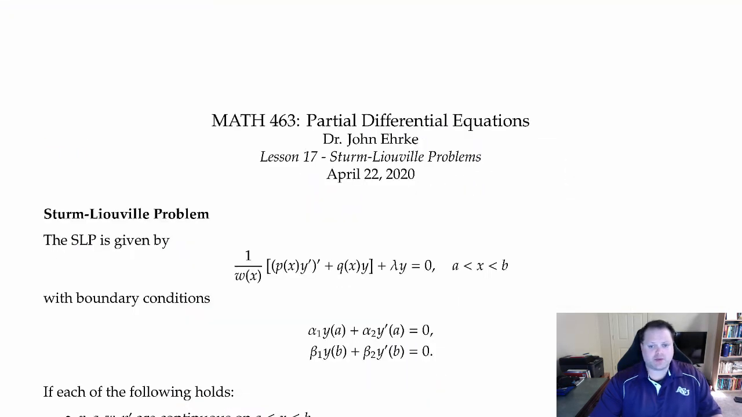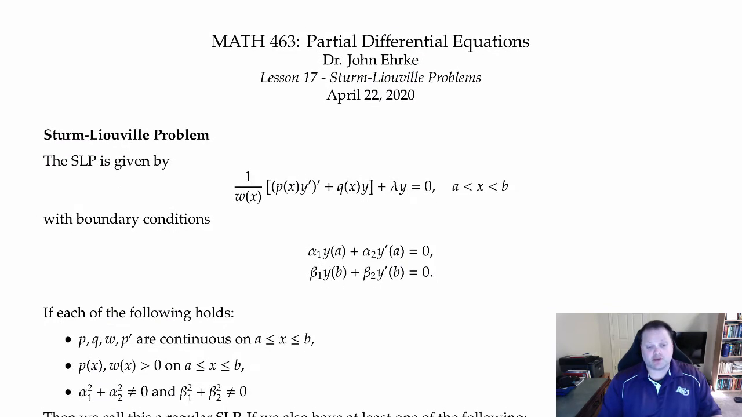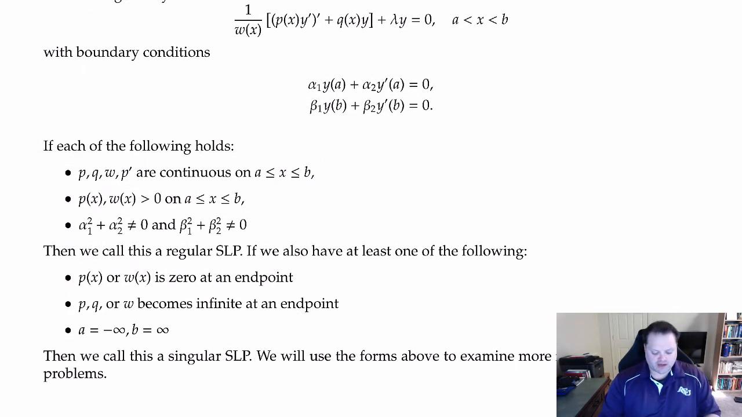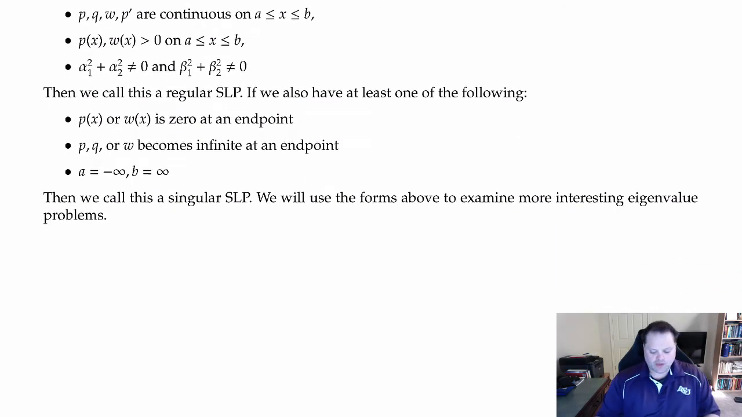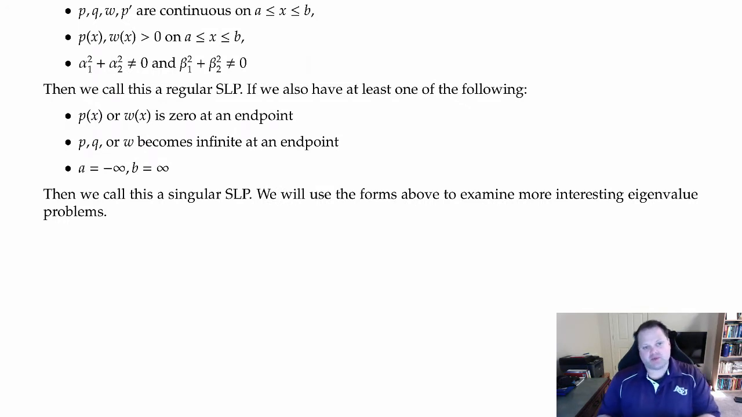The first thing I want to get out of the way is the definition of an SLP. An SLP is called a Sturm-Liouville problem. It's named for the French and German mathematicians that came up with this. Before I get too much into the definition, I'll come back to this in just a second. I want to talk about why this topic is coming up at this point in the course.